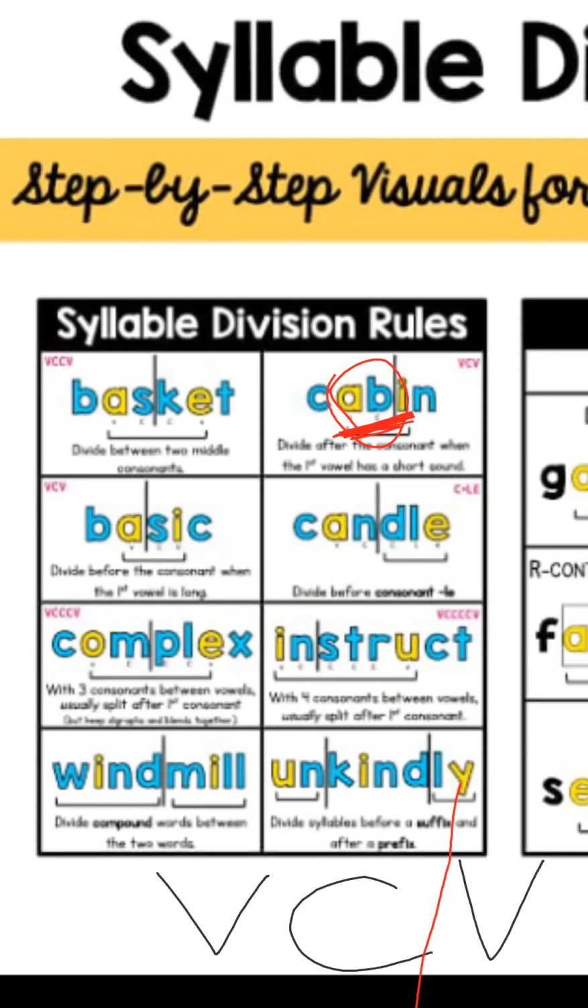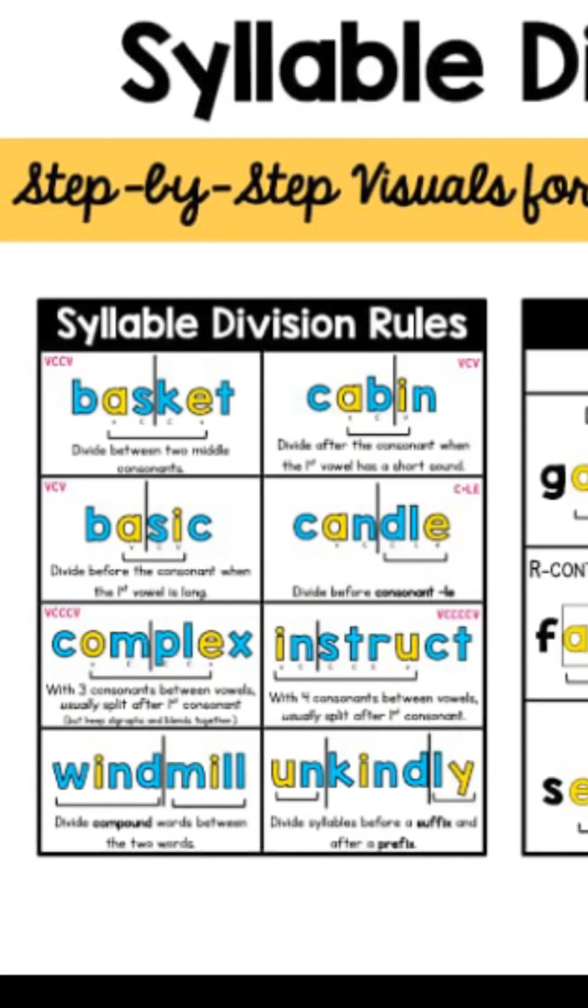Now look at the third one, where the first vowel is a long vowel. In the word basic, VCV, the first vowel is a long vowel. Because the first vowel is long, it will not take the consonant. You got the difference? In the word cabin, there is a short vowel sound, so it takes B. But in the third example, basic, A is a long vowel sound, so it will not take the consonant S.